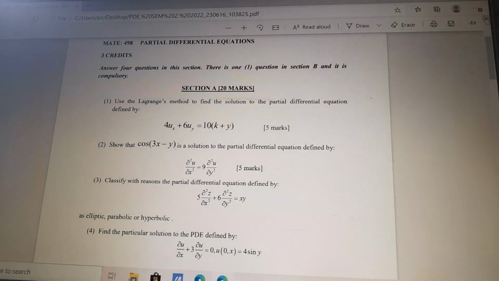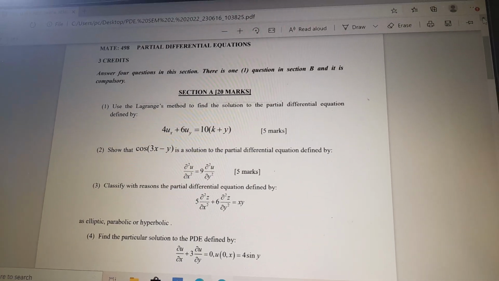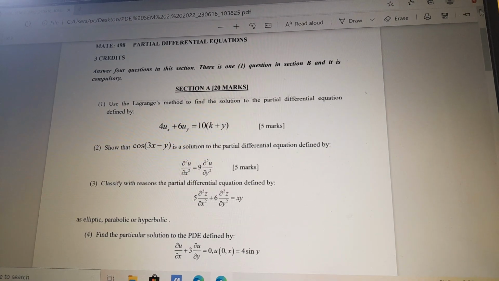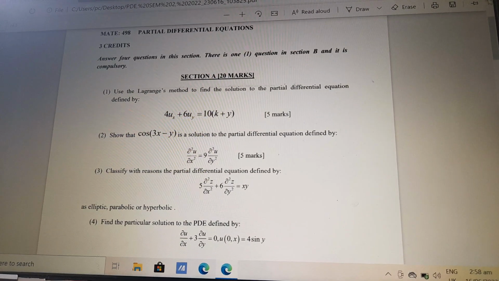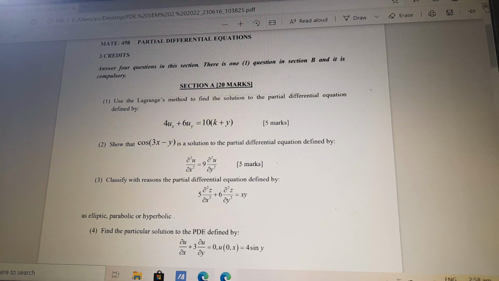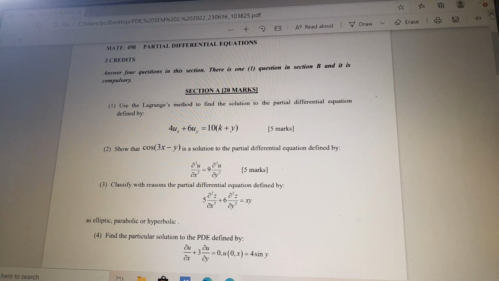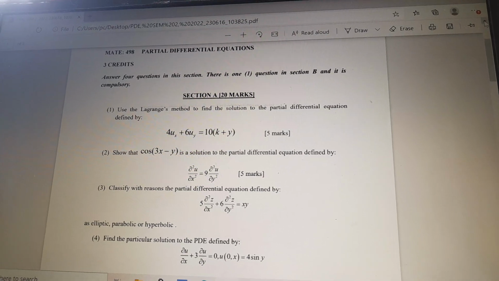The second question says that we should show that cos(3x − y) is a solution to the partial differential equation defined by ∂²u/∂x² = 9 ∂²u/∂y², and this is worth 5 marks.